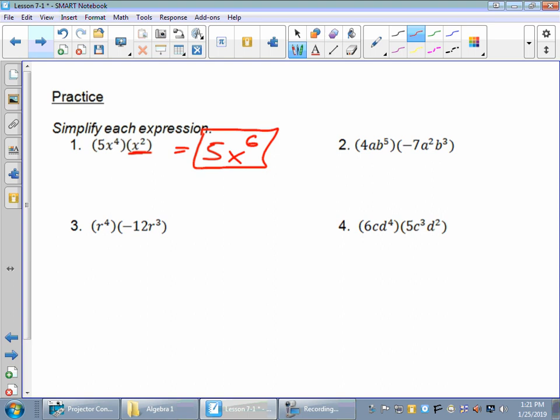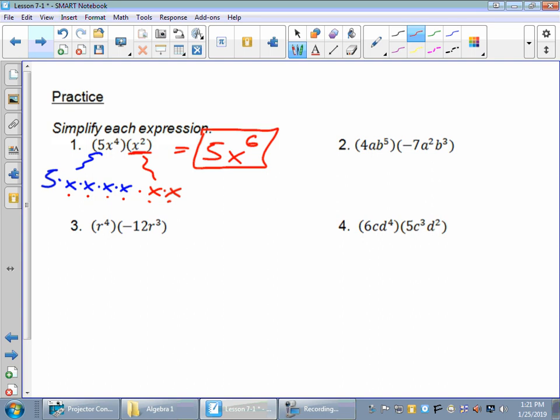Okay? If you don't like the shortcut, let's write it out, see what it would look like. This first one would write out to be 5 times x times x times x times x. And this second one here would just be x times x. And since we're multiplying, we basically look at it and say, well, there's the 5. That goes with this. And then how many x's? 1, 2, 3, 4, 5, 6. x to the 6th power.